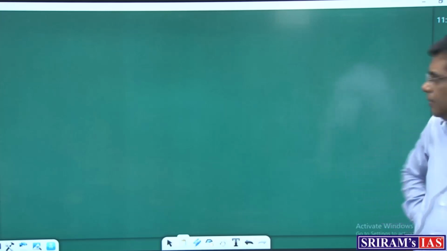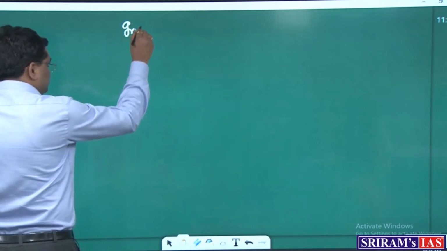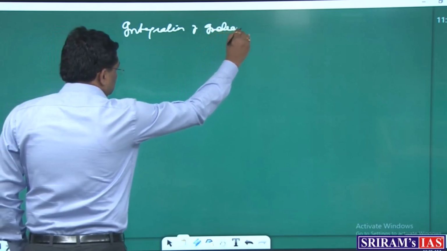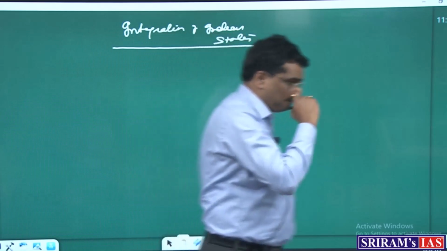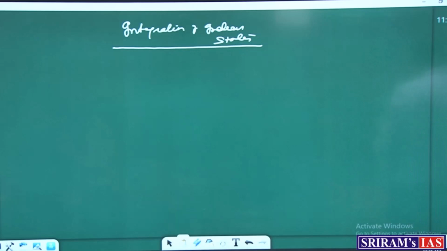So, integration of Indian states. Integration of native states, or Indian states.